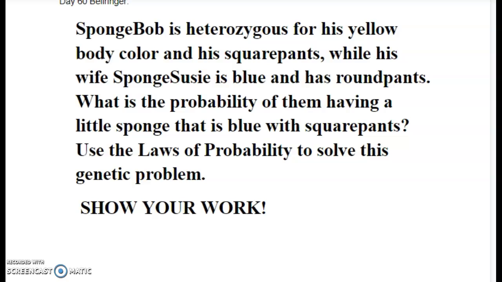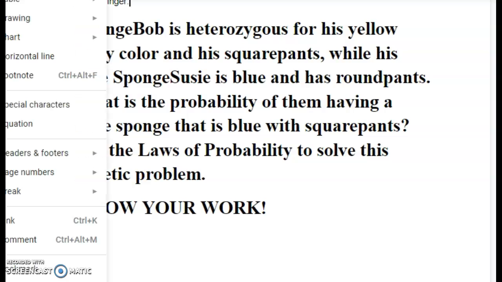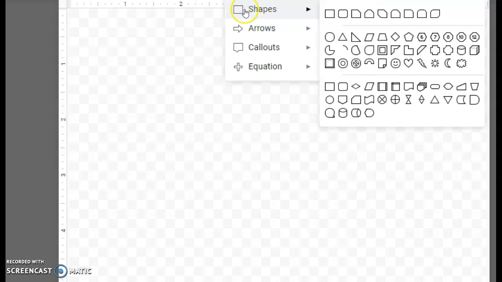So first thing we'll do is we're going to draw a Punnett square for the yellow and the blue body color. So we'll insert, drawing, square.